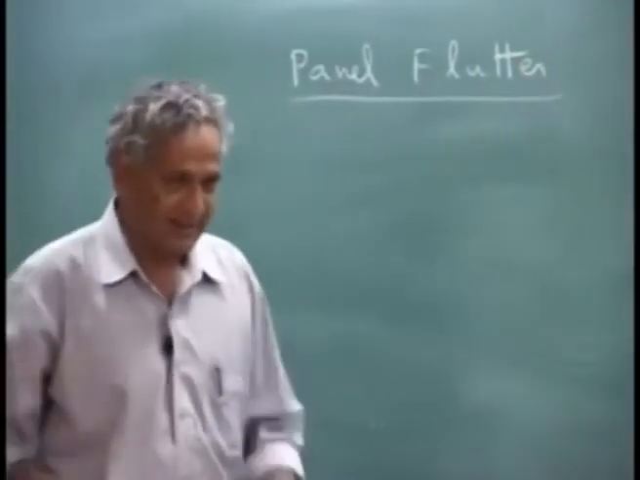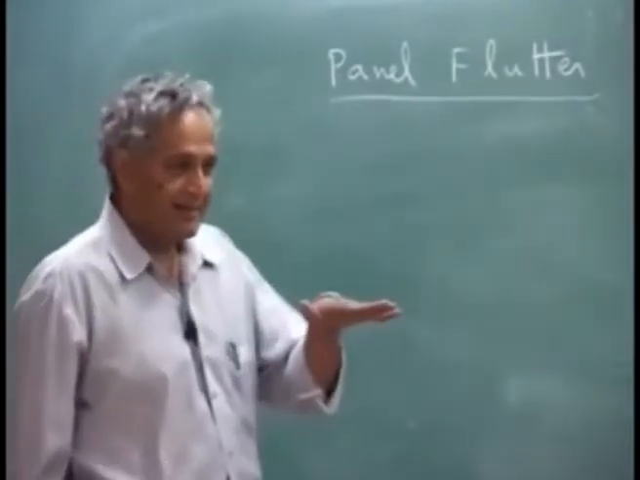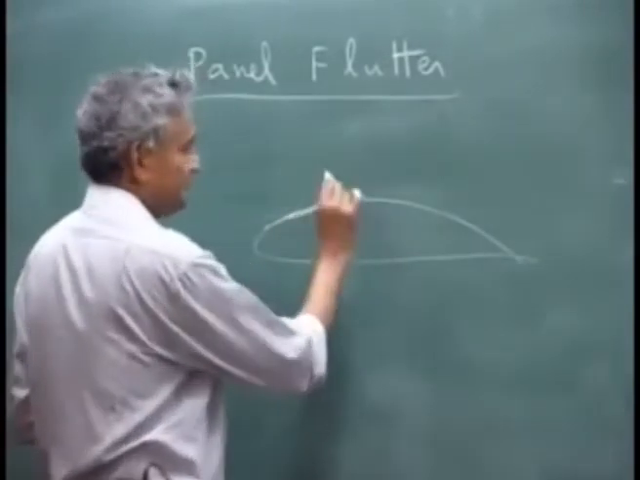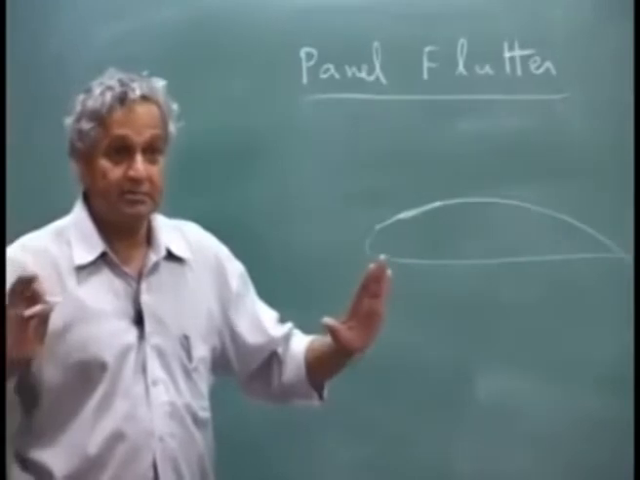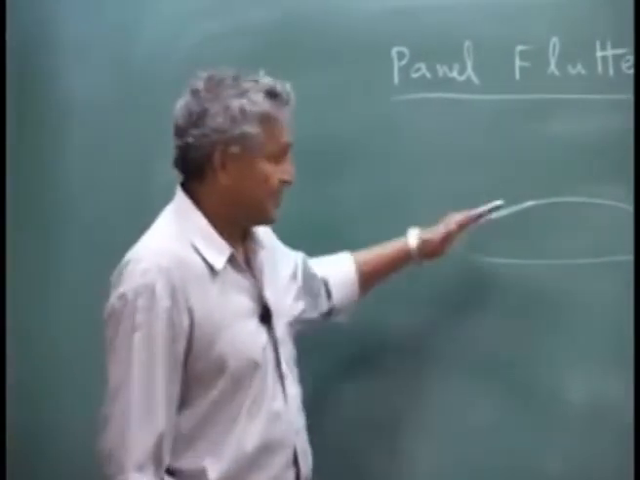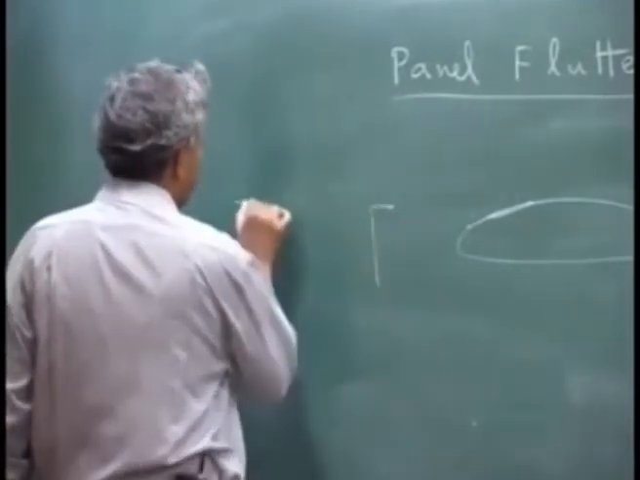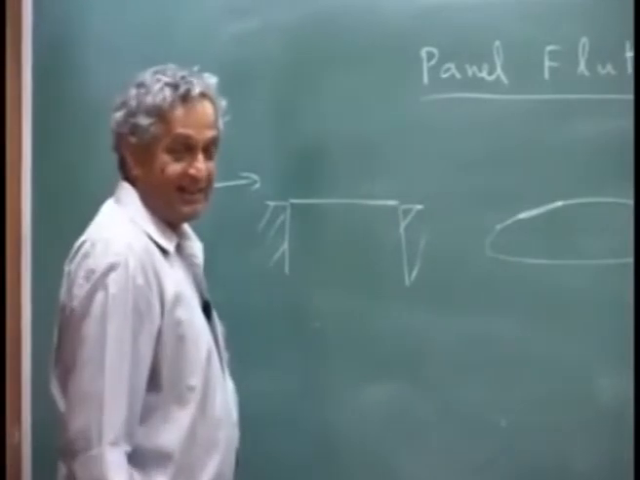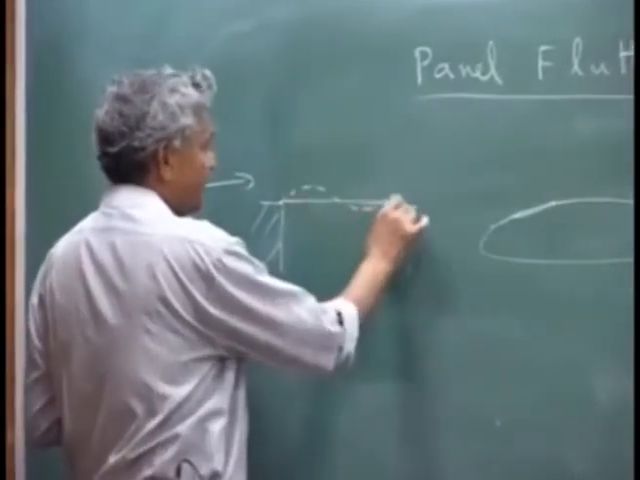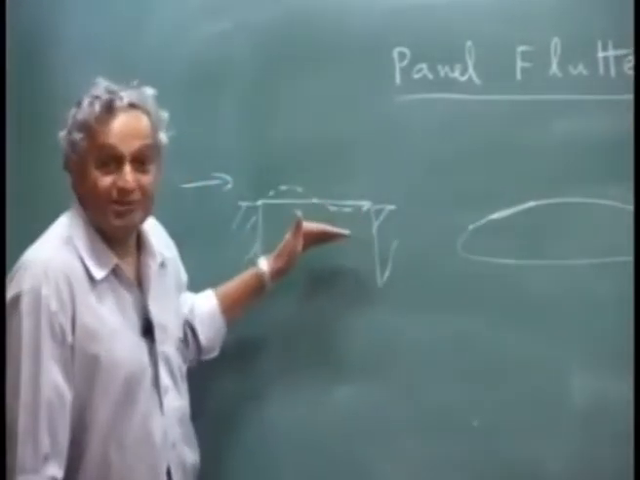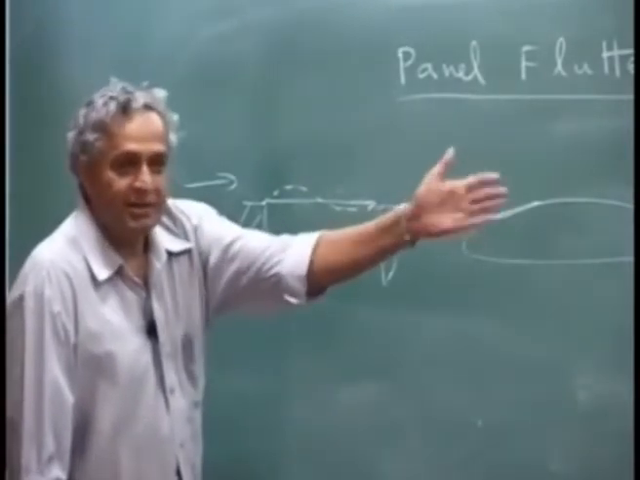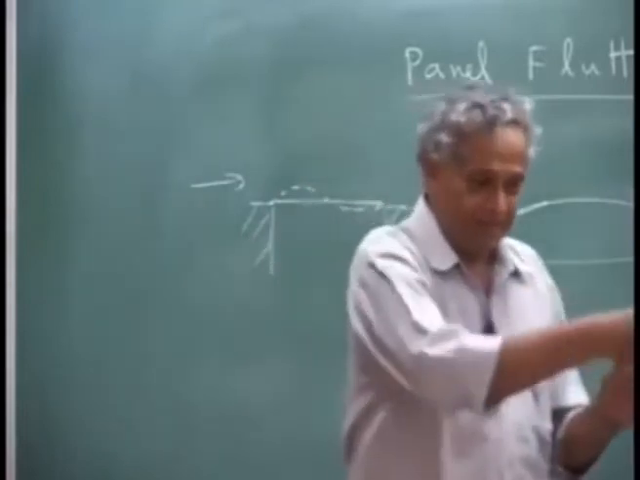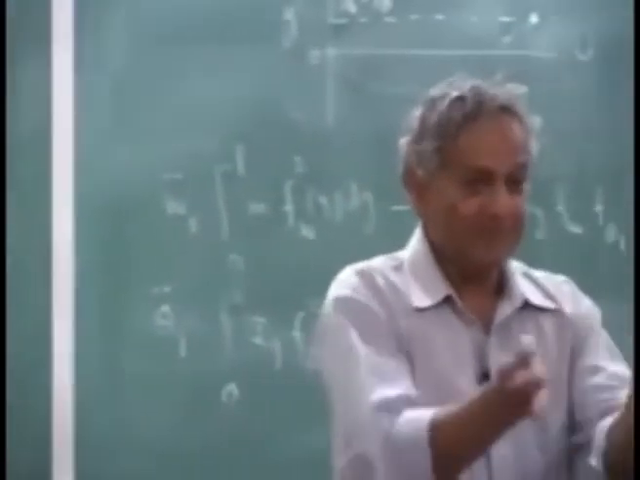What does it mean by panel flutter? See, till now, we said that if I draw an aerofoil, this is a panel. The panel does not deform. Or if I have something like this, a panel with the flow going over it, and it starts deforming like this, that is a chordwise deformation, like the fluttering of a flag. What happens? The flag is changing its shape. It's just deforming. The shape itself is changing.